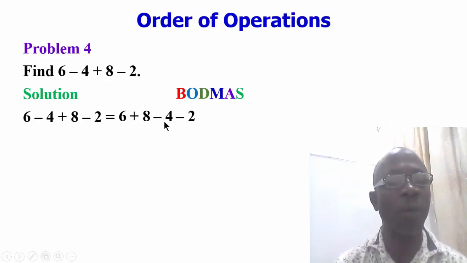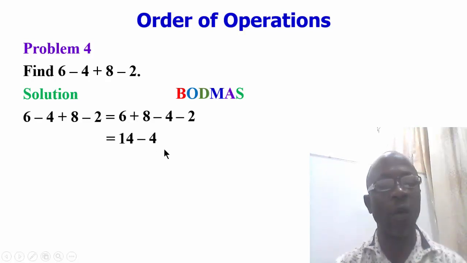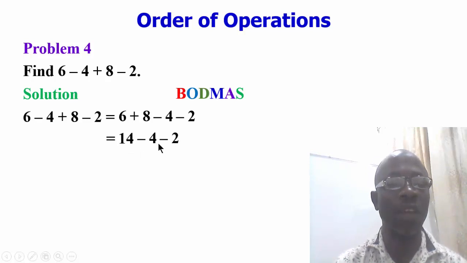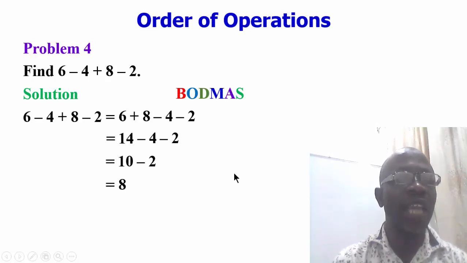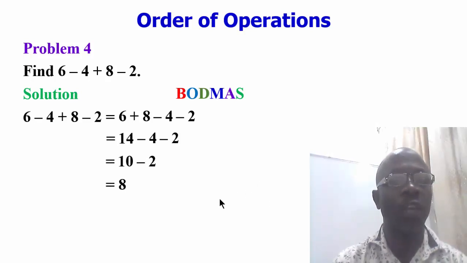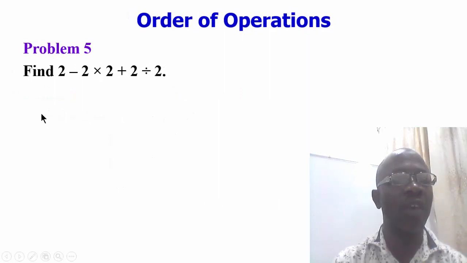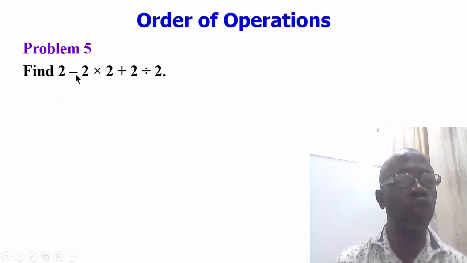If there are other operations, the case is going to be different. So we start with 6 plus 8, which gives 14, then minus 4 minus 2. 14 minus 4 gives 10, and 10 minus 2 gives 8. This is the end of solution to problem 4. We then go to problem 5. Problem 5, find 2 minus 2 times 2 plus 2 divided by 2.